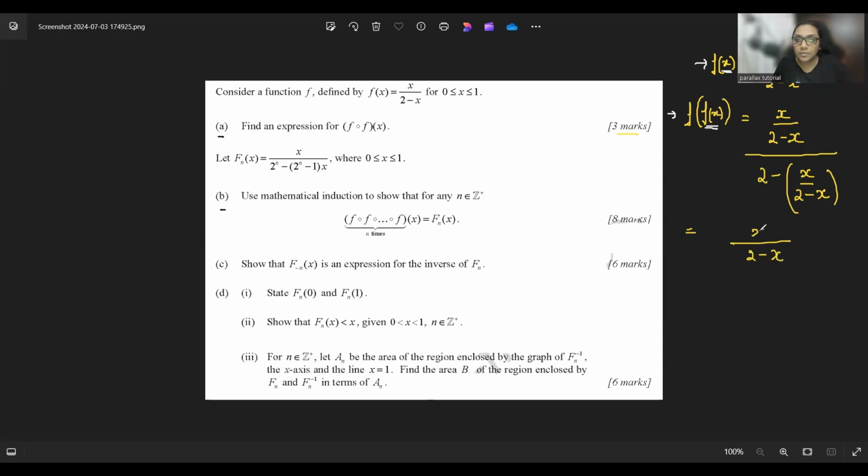So let's begin. The top part will be x by 2 minus x, and let's take the bottom part. You take the common denominator, which is again 2 minus x, and the numerator would be 4 minus, so 2 into 2, 4, minus 2 into x, which is 2x, then minus x. This and this get cancelled. You're left with x by 4 minus 3x, which is f(f(x)). It is basically x by 4 minus 3x.